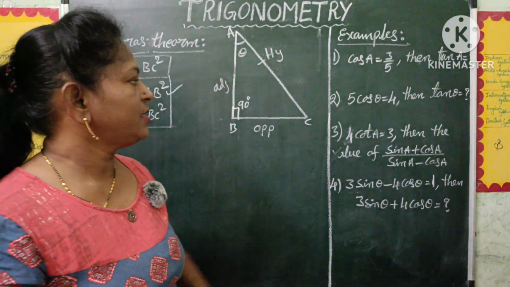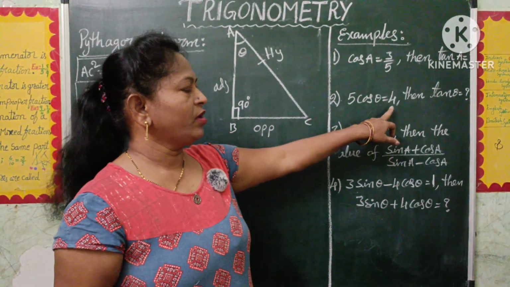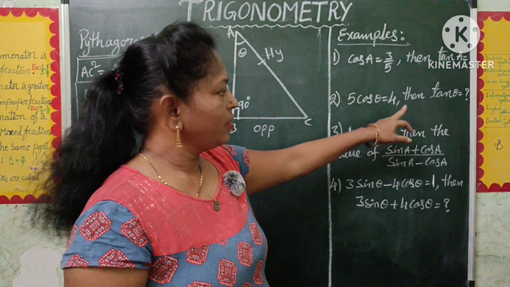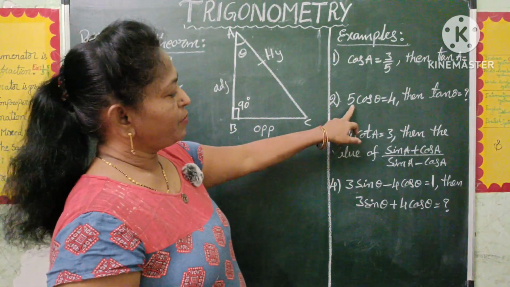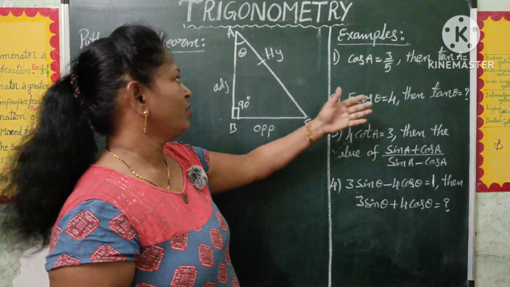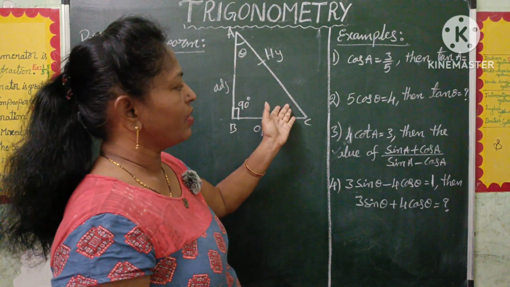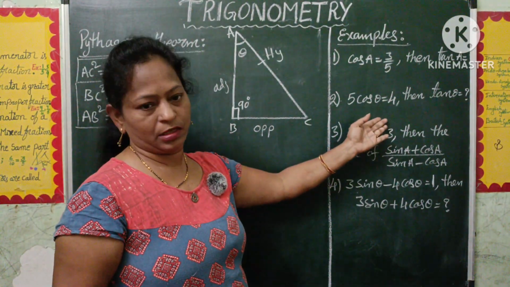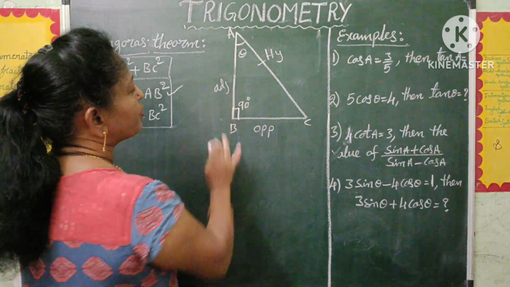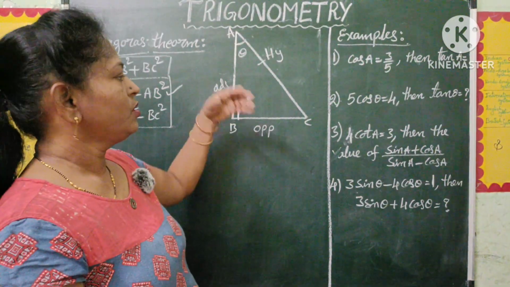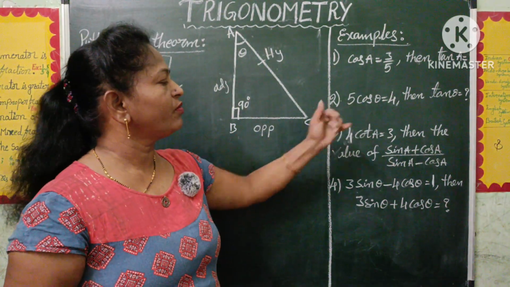Next question is 5 cos theta equal to 4, then tan theta. Here they mentioned theta, so we can use either of the two angles, anywhere. Why? Because they didn't mention A or C. So we have to use anywhere. Already I kept here adjacent and opposite, no? So let it be. By doing this, we have to find.